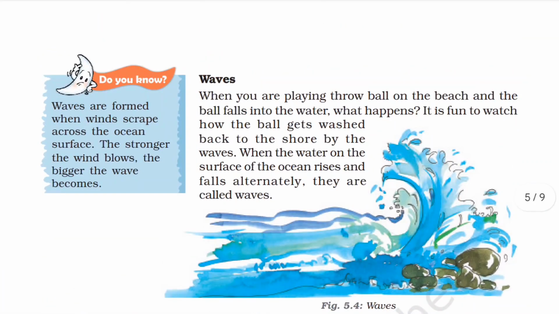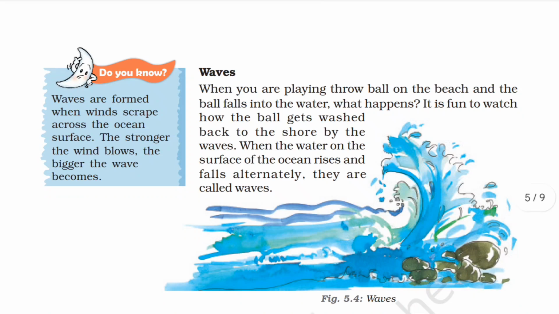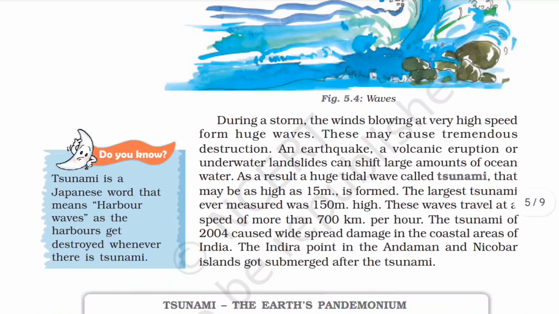Waves. When you are playing throw ball on the beach and the ball falls into the water, what happens? It is fun to watch how the ball gets washed back to the shore by the waves. When the water on the surface of the ocean rises and falls alternately, they are called waves. Waves are formed when wind scrapes across the ocean surface. The stronger the wind blows, the bigger the waves become. During a storm, wind blowing at very high speed forms huge waves.